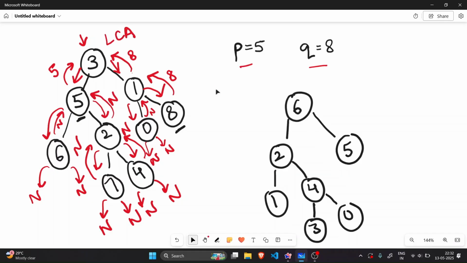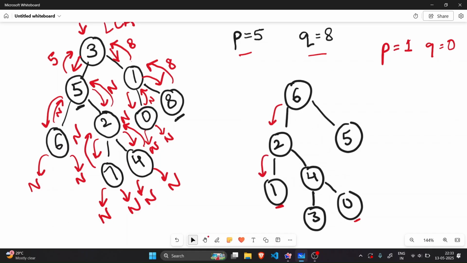Let's take another example. In this example, let's consider our p and q to be 1 and 0. For 1 and 0, we'll start a depth first search from our root. It will go towards its left child, and from 2, it will go towards the left child of 2. And from 1, it will go towards the left child of 1, which is null, and the right child of 1, which is also null, and then it will check 1, which is indeed equal to p. So it will return the value of p only. And now from 2, it will go towards the right child of 2. And then from 4, it will go towards left child null, right child null. And then from 3, we will return null only.